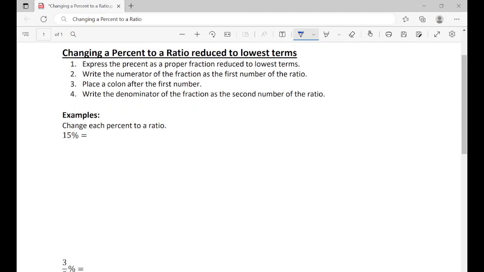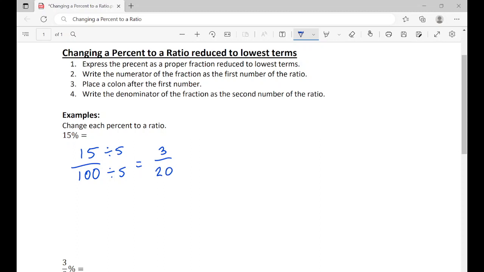So let's look at the first one. We have 15% and we're going to change that to a ratio. So since this is 15%, I'm going to say that this is 15 divided by 100. And I'm going to reduce it down, so everything here can be divided by 5. And when I do that, I'm going to end up getting 3 over 20. And that's as reduced down as I can get.